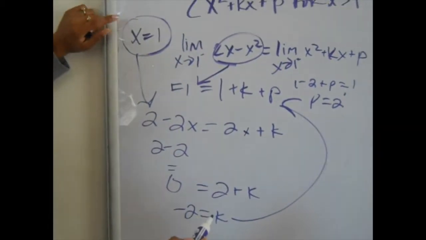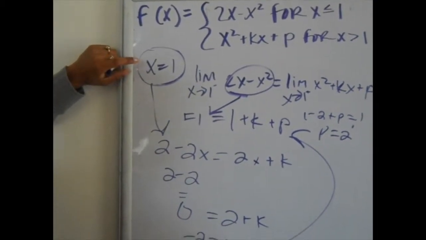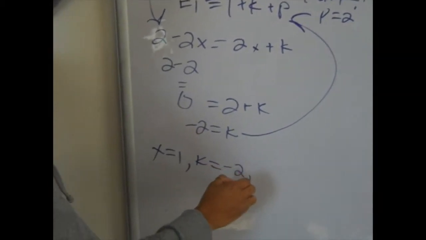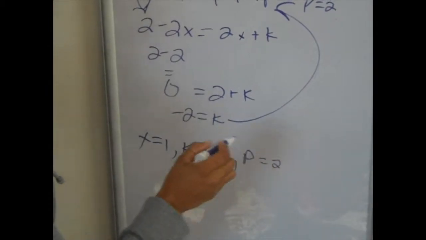So to make the function f of x continuous and differentiable at x equals 1, k would have to be negative 2, and then p would have to equal 2.